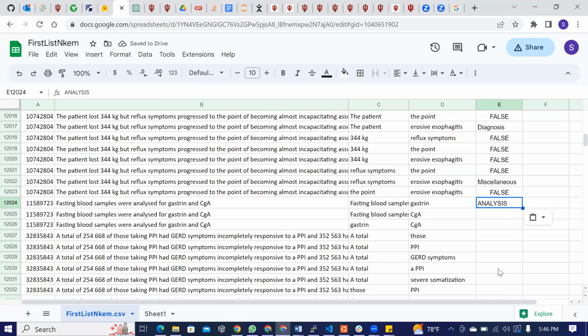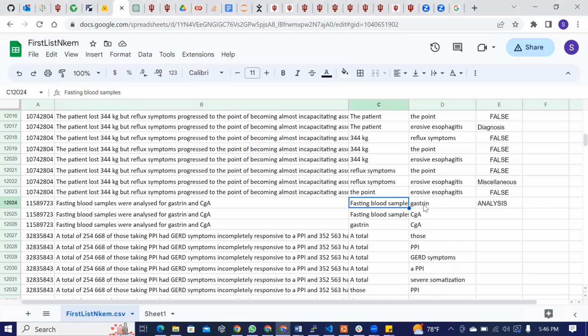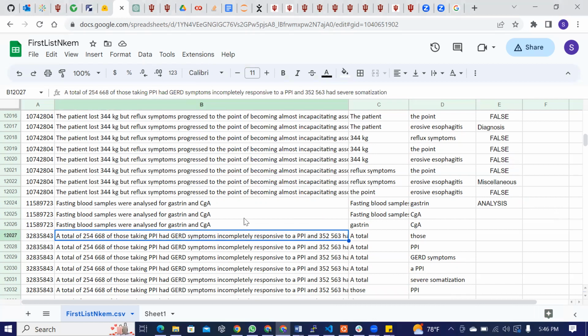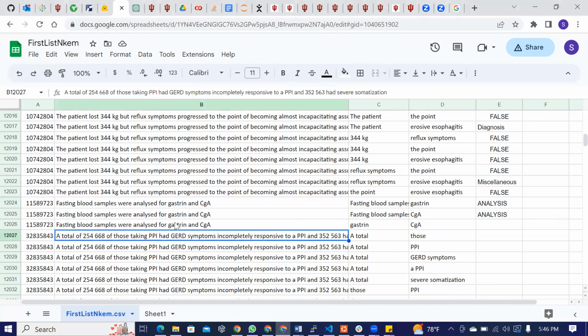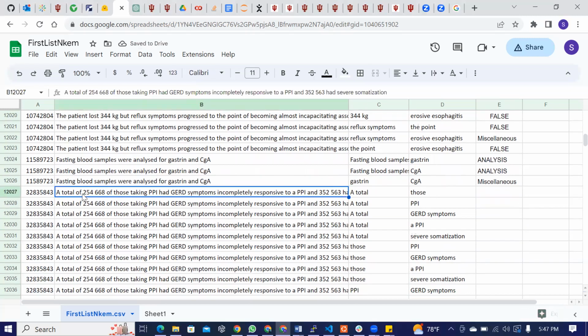It's always good. Let's just have something. Fasting blood sample and gastrin were analyzed, or something. You understand? Like it makes sense. Or the analysis produced. Now you see fasting blood sample, gastrin and CGA analysis. Now gastrin and CGA itself is not analysis, it's miscellaneous because you don't know whether there's a relationship between them or not. So leave it as miscellaneous. Let us wonder about the relationship between them.